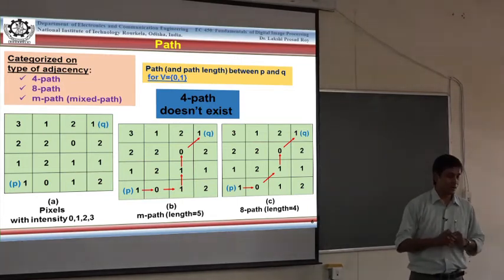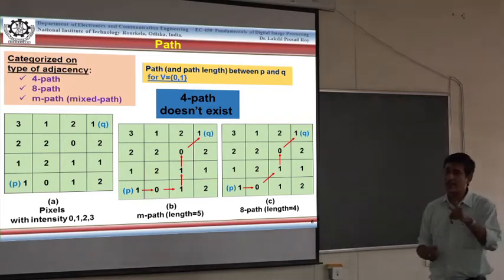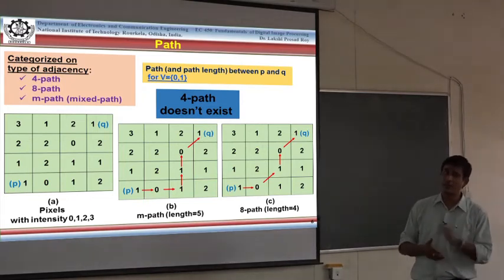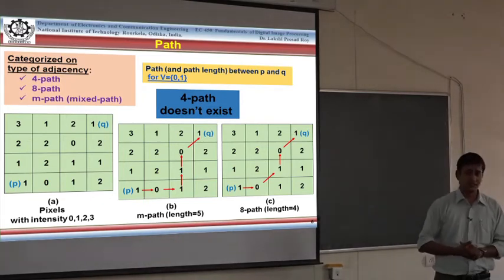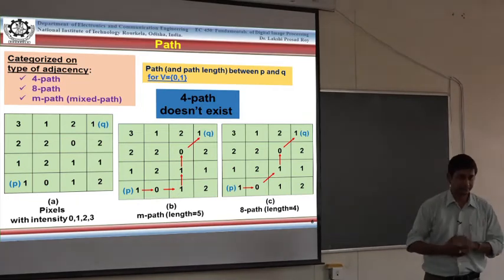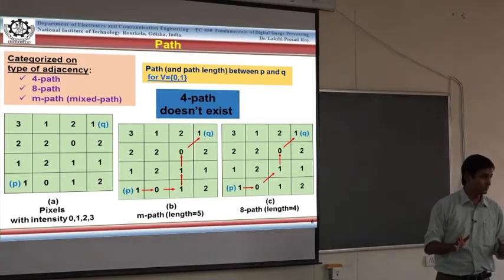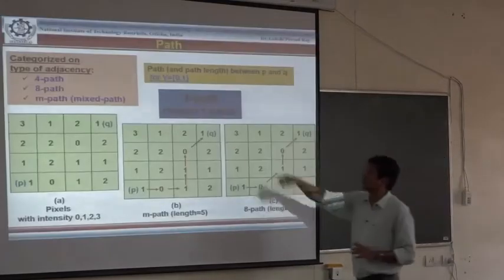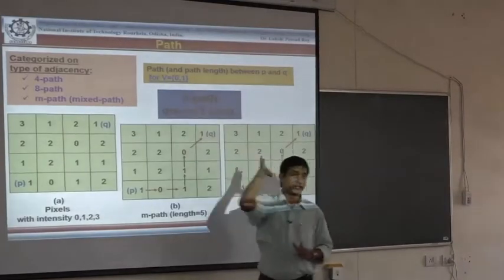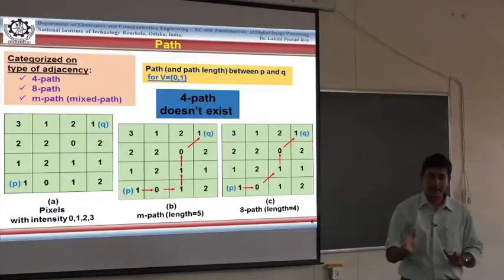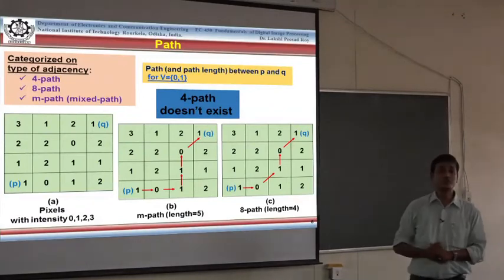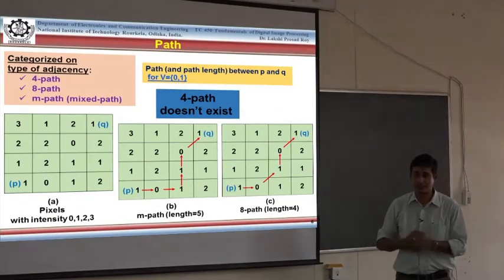Okay. Now, if I am talking about adjacency, you will ask me which way I would like to find the adjacency, 4, 8 or M. This is the question. At the very beginning, it was with respect to what I have to find, that is V. But now 4, 8 or M, which way will I find? That is another question.